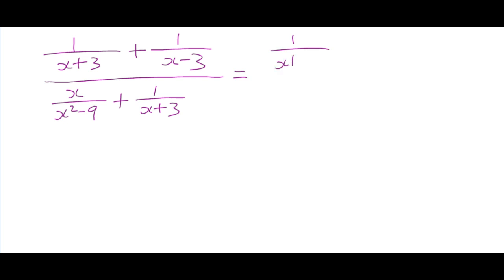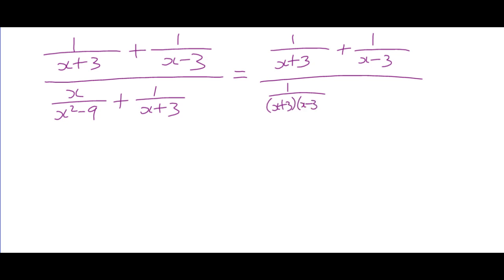So let's rewrite this, because that's factored. So there's nothing special to do up here. What's x squared minus 9? x plus 3 times x minus 3. So what can't x be? Negative 3 or 3. So let's say plus or minus 3.